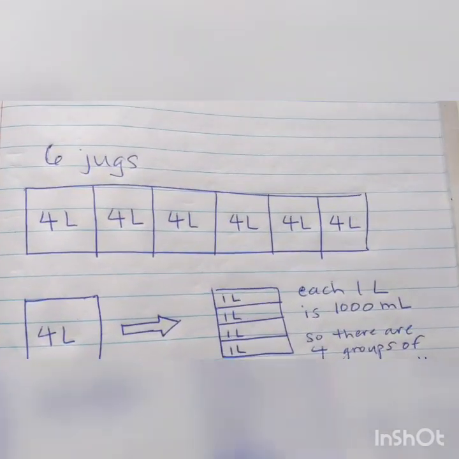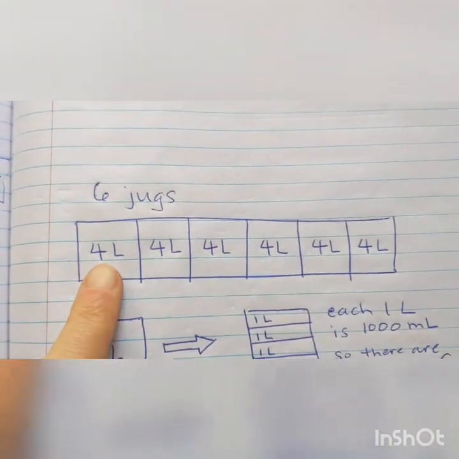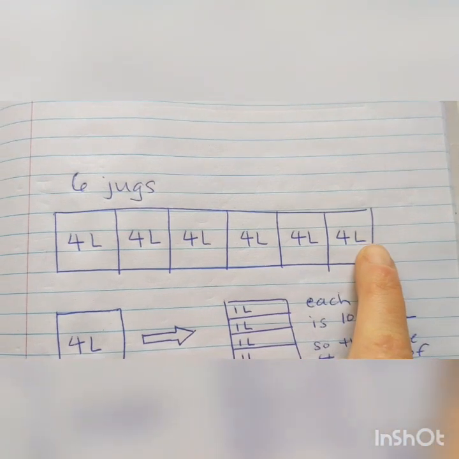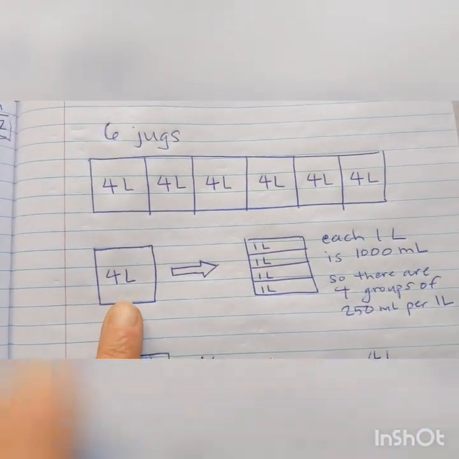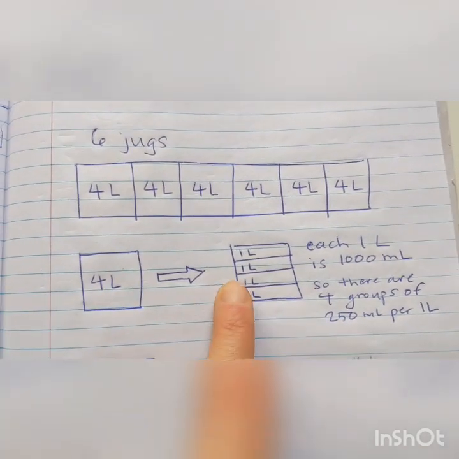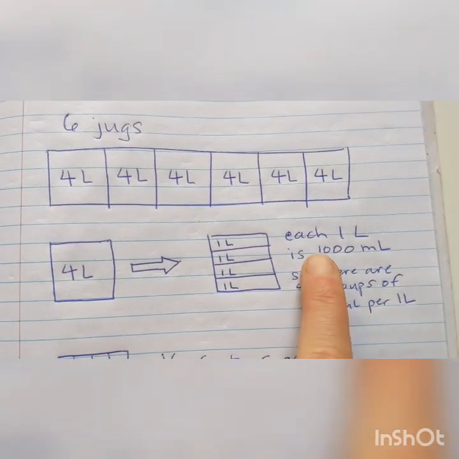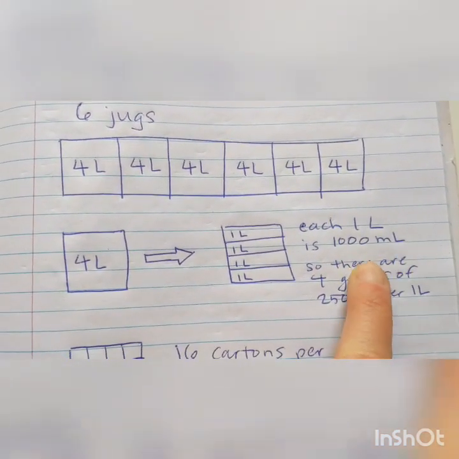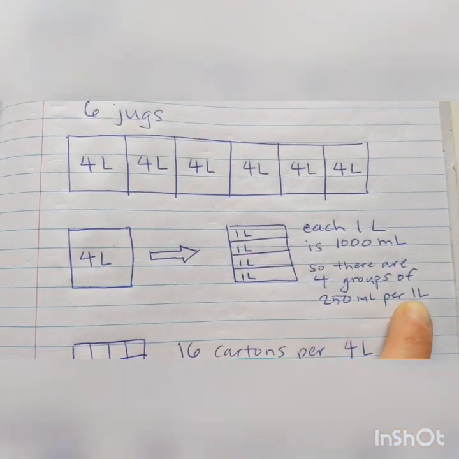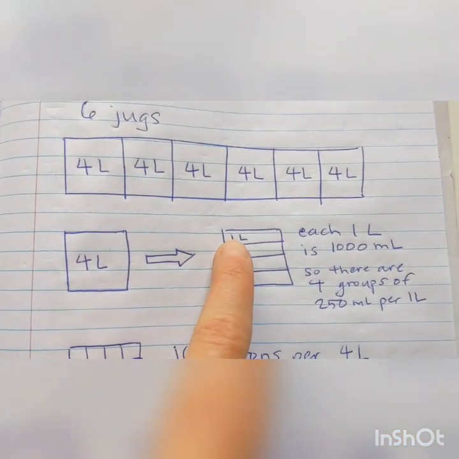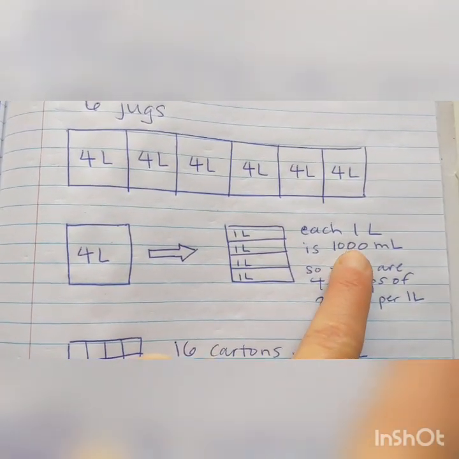This is how I set up the problem. So I recorded the information I knew, which is that there's 6 jugs. Each jug is 4 liters. So I wrote down 4 liters 6 times, and then I zoomed in on one of those. So if I have 4 liters, I can break it up into 4 groups of 1 liter, and each 1 liter is equal to 1,000 milliliters. So there's 4 groups of 250 milliliters per 1 liter. Because for each of these, it'd be 4 times 250 milliliters equals 1,000 milliliters.